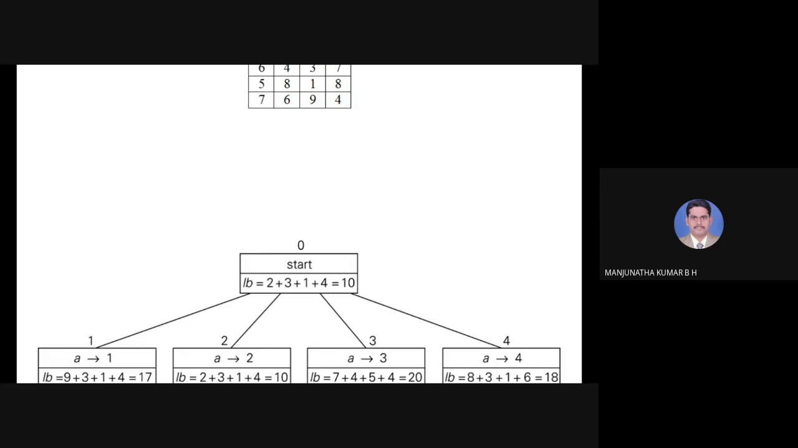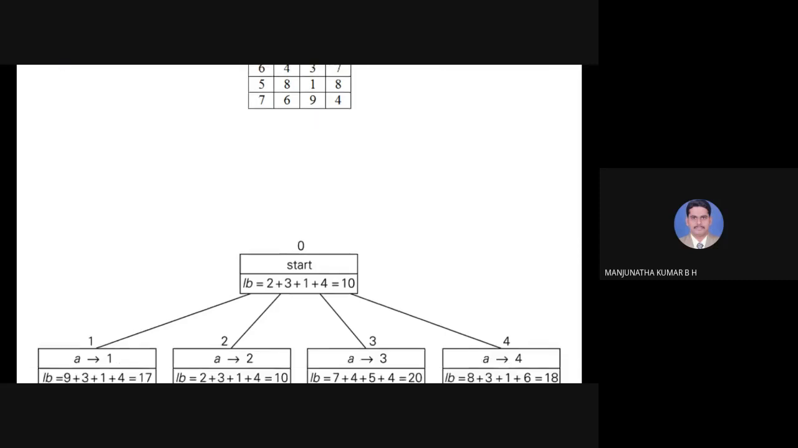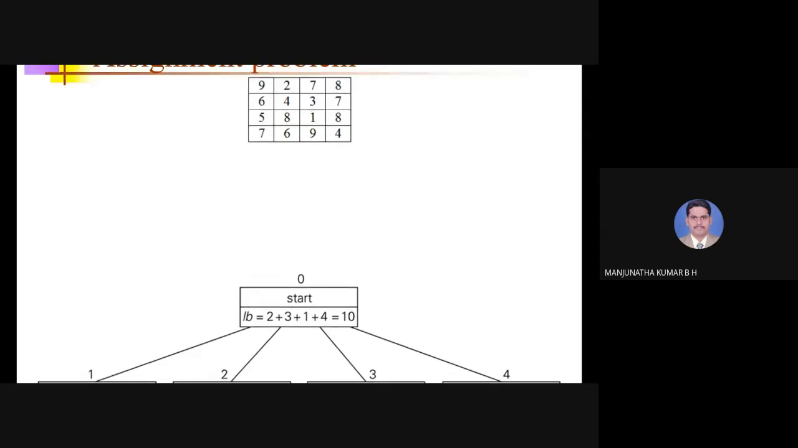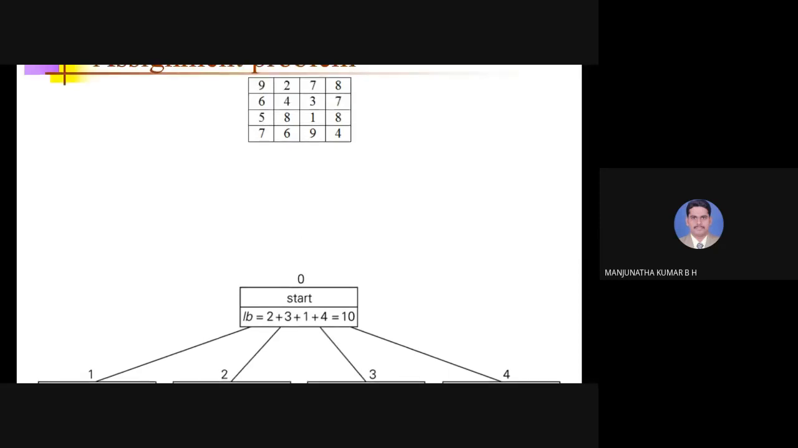Now let me assign job 3 to person A. I'm taking all the possibilities. If I am assigning job 3 to person A, what will be the cost? Cost will be 7 plus. Now see, node 3 is very important. Here you have to listen carefully. For the remaining 3 rows, you have to take the smallest number in the next 3 rows. For person A I have written 7. For person B, what is the smallest number? Actually it is 3. Correct? Yes, it is 3.